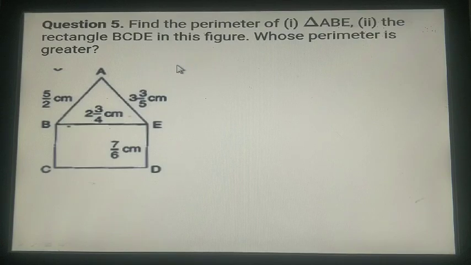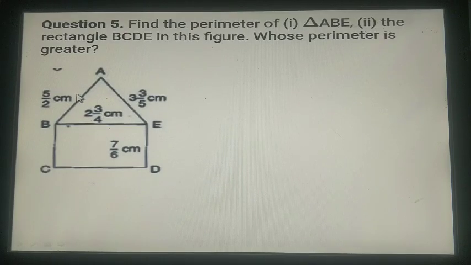Now here, children, you know very well that to find the perimeter of a triangle, you need to add all the three sides given to you. So the perimeter of the triangle ABE would be side 1 AB plus side 2 BE plus side 3, that is 3/5. You will add these three and you will get the perimeter of the triangle. Similarly, for the perimeter of this rectangle, you will say the perimeter is 2(L plus B). Fine. So now let us start with the solutions.